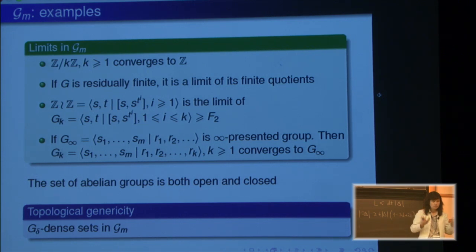And once you view it in this way, this is just obvious, right? Because whatever ball you fix in your group, you will find a finite quotient which has this ball. So you put it in this convergent limit. Okay?